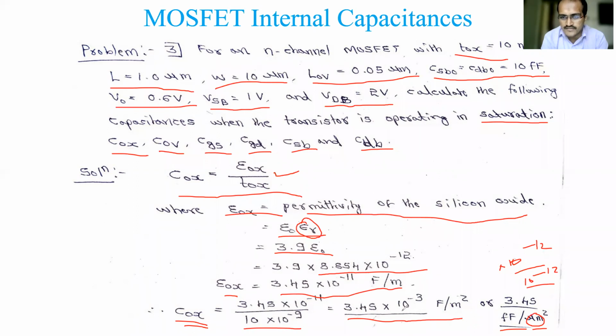And here 10 to the power minus 3 is there. It becomes 10 to the power minus 15. So 10 to the power minus 15 is called femto. Okay. So this is how we convert that. 3.45 femtofarad per micrometer square. This is normally expressed. So if you are not able to do it, you can keep this answer and continue. Okay. So this is about the COX, the capacitor of the oxide layer.